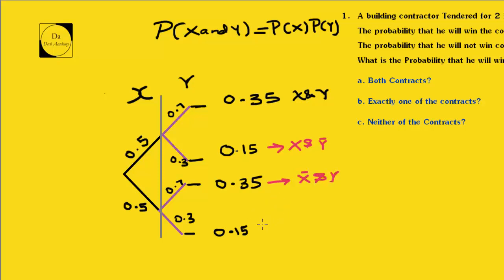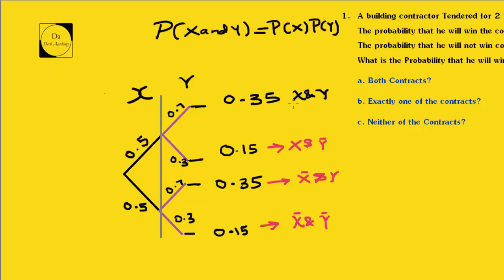You can see this by following the branches. Here, not winning contract X and not winning Y gives us this situation. Again, I'm just going to label it so you can see, and we'll use this to answer the question really easily. So what is the probability of winning both contracts?